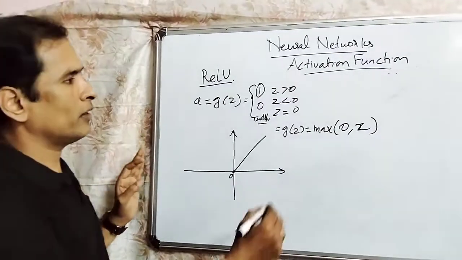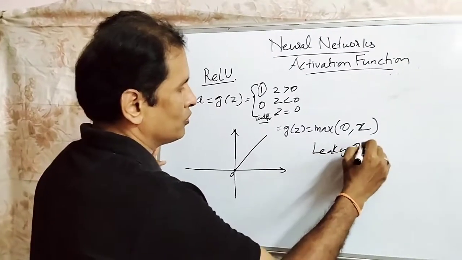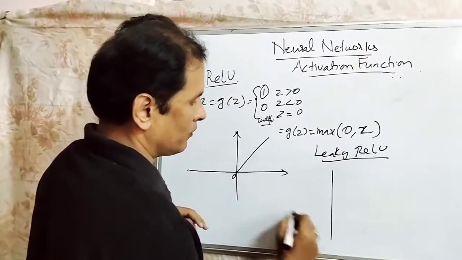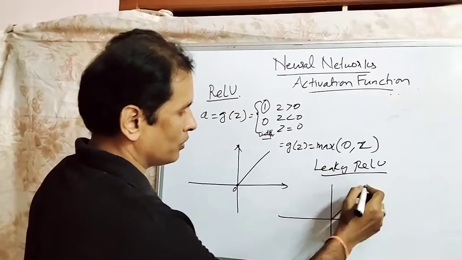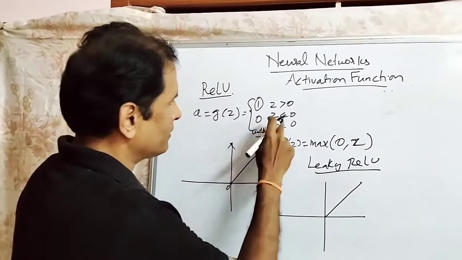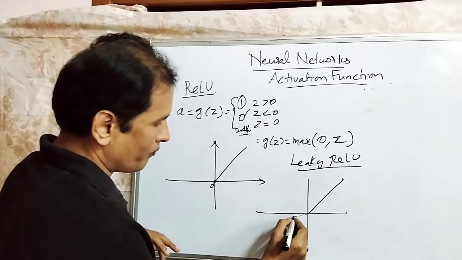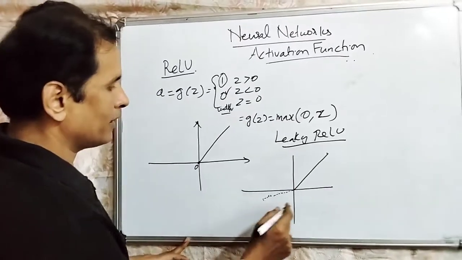And there is another interesting activation function, which we will call leaky ReLU. In the case of leaky ReLU, when z is greater than 0, it will give the output as z, but when z is less than 0, it will not give the output 0. Instead, it will give a small negative value. So that is why we call it a leaky ReLU.